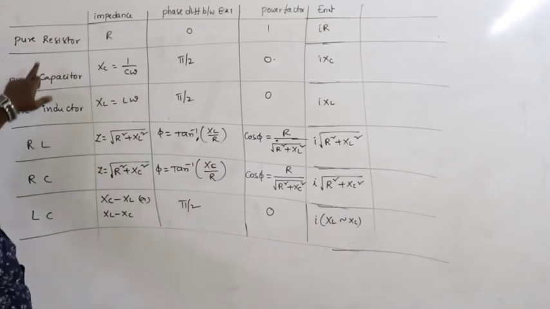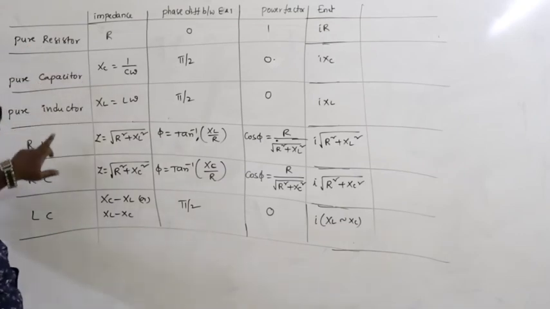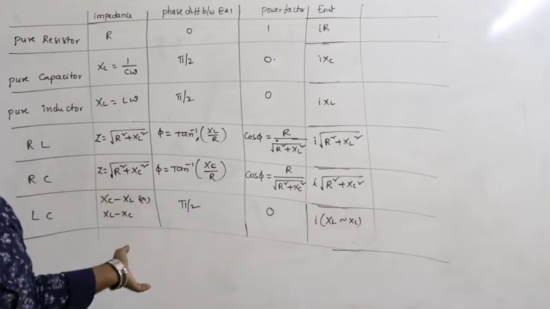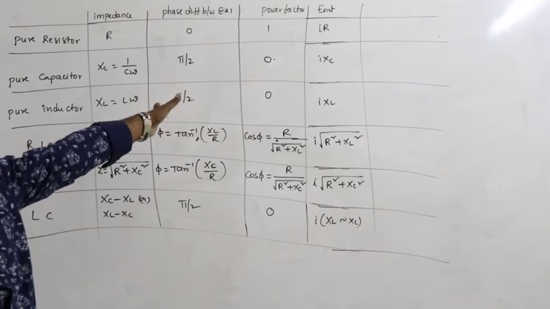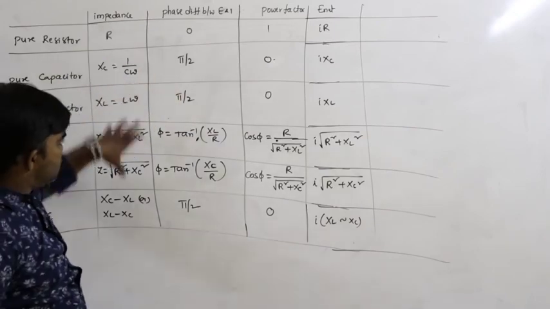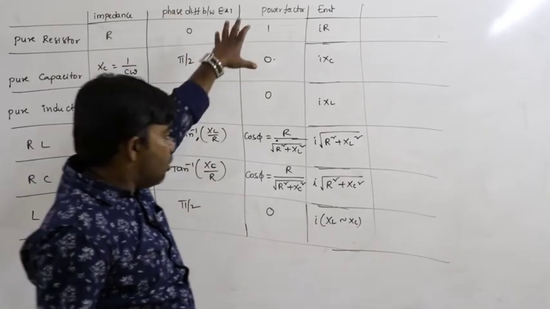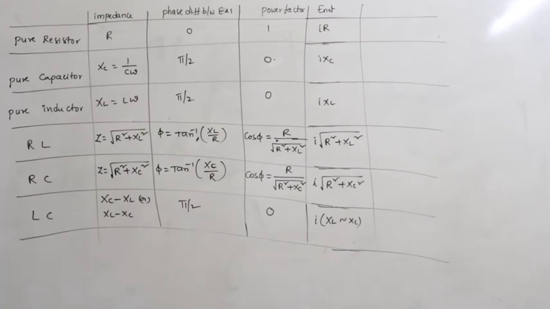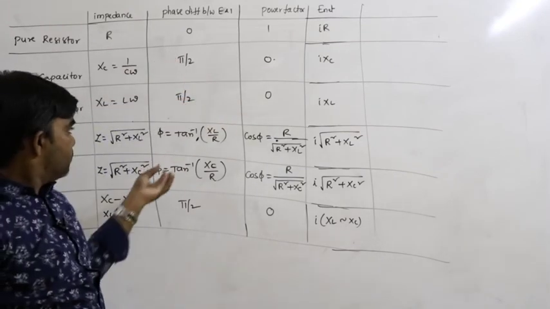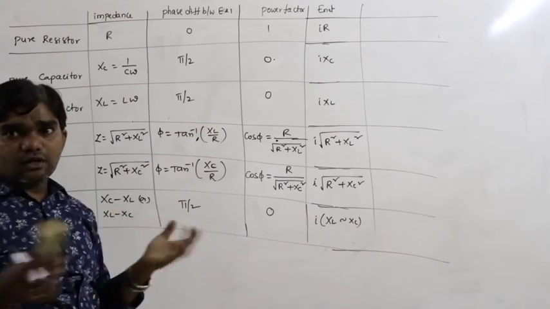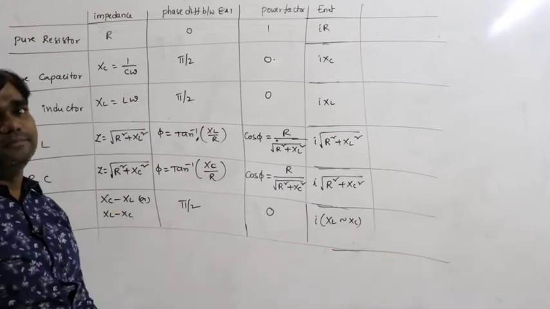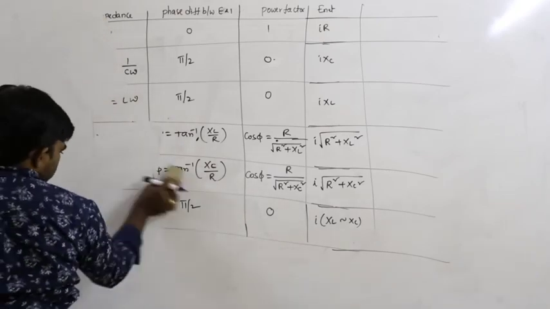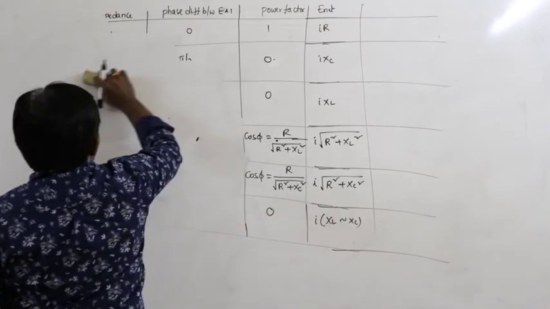What are the different conditions? In case of pure resistor, pure capacitor, pure inductor, RL circuit, RC circuit, LC circuit. In these situations, what quantities change, how the impedance changes, how the phase difference changes, how the power factor and the net EMF change. These quantities you have to remember. If these values are at your fingertips, the alternating current chapter is very simple. Everything depends on phasor diagrams, remember that, that's very, very important.